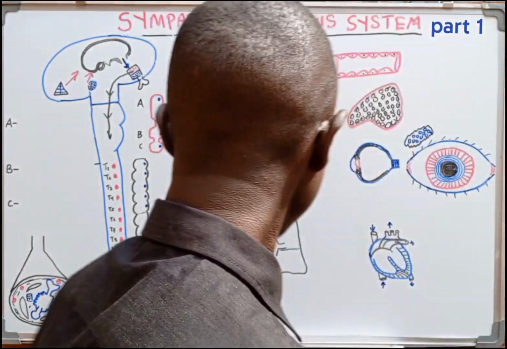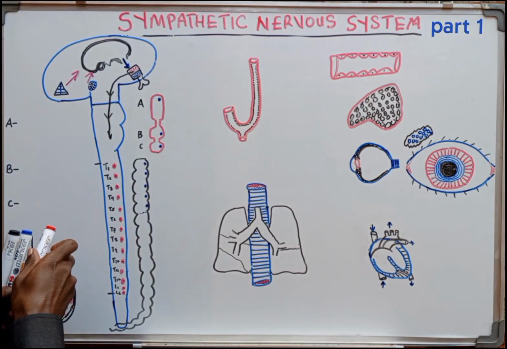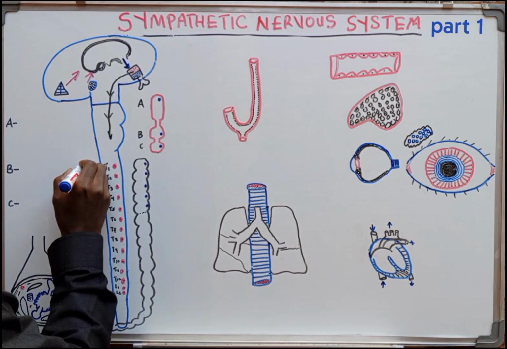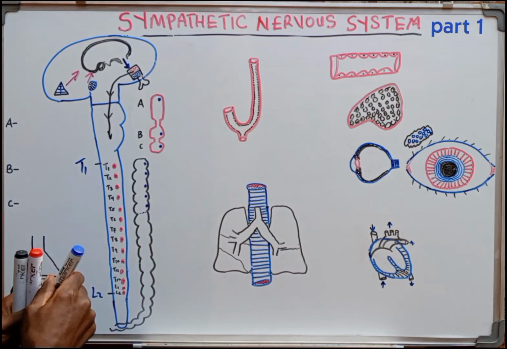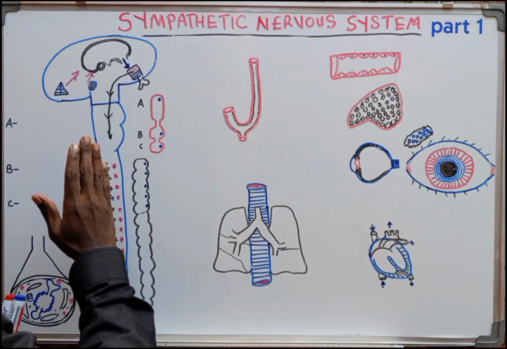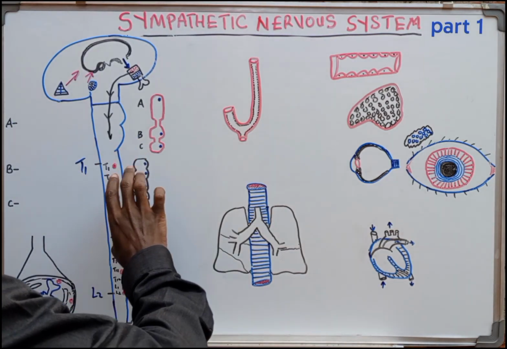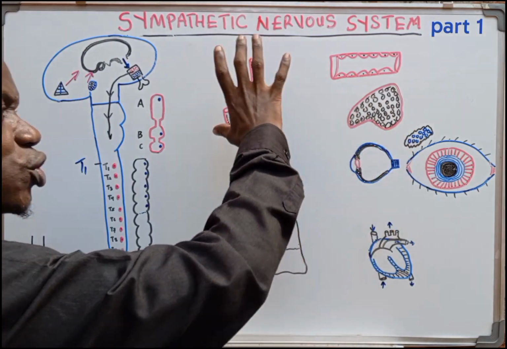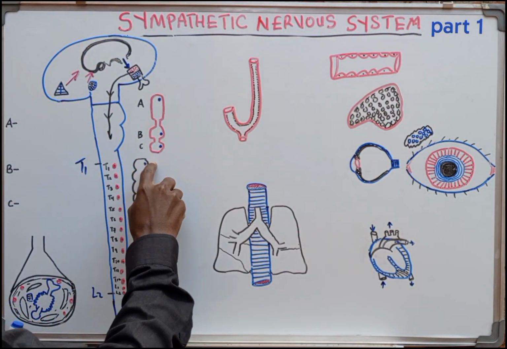What else? Now, we are going to have this thoracolumbar outflow. It's going to be coming from T1 down up to L2. Okay. So now we want to see how these preganglionic motor fibers come out of the spinal cord, and then they go and innervate different structures which you are seeing here. Okay. So now, for example, we have this structure here.